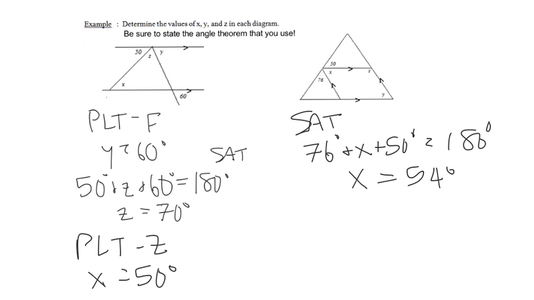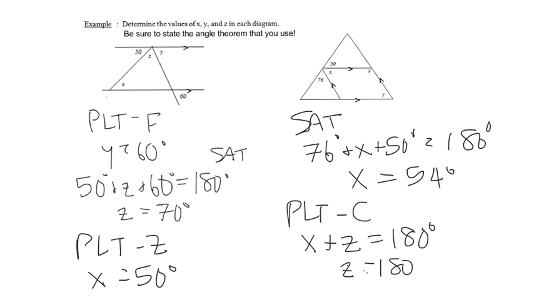All right, and then I see that I have a C pattern here. So I can say that my parallel line theorem, the C pattern, gives me that x plus z equals 180 degrees. So therefore z, since I know x equals 54, z equals 180 degrees minus 54 degrees, which is 126 degrees.